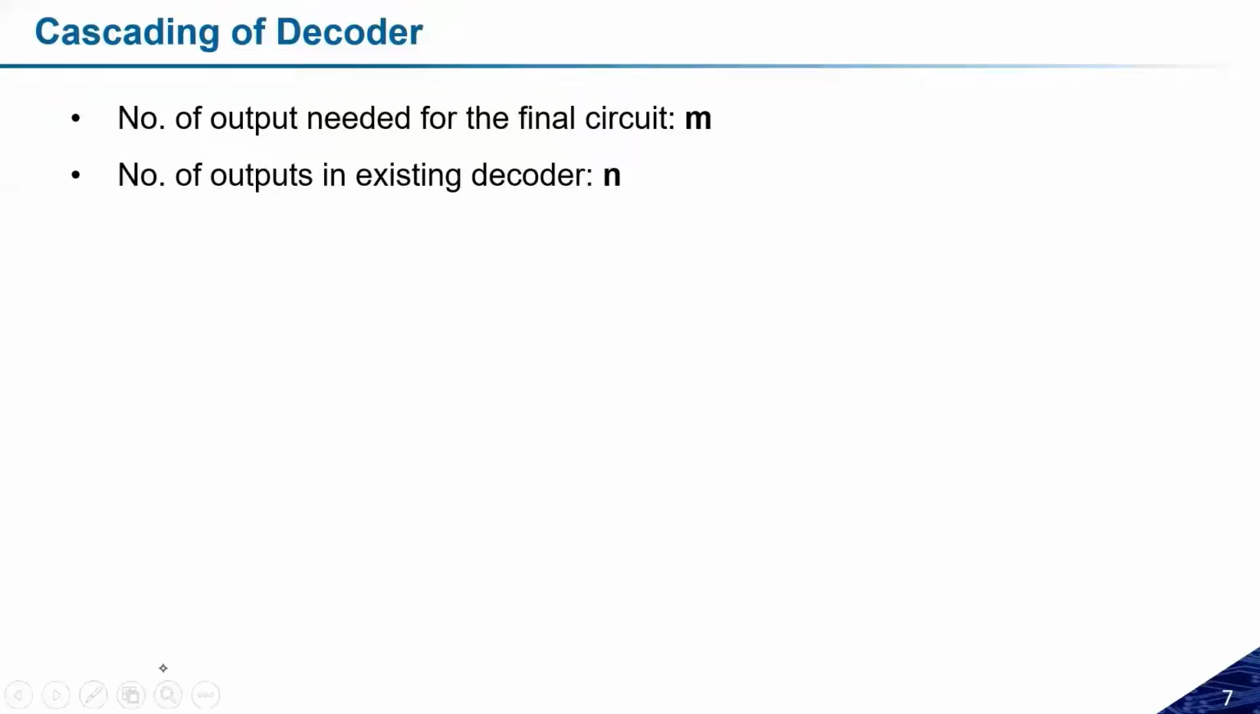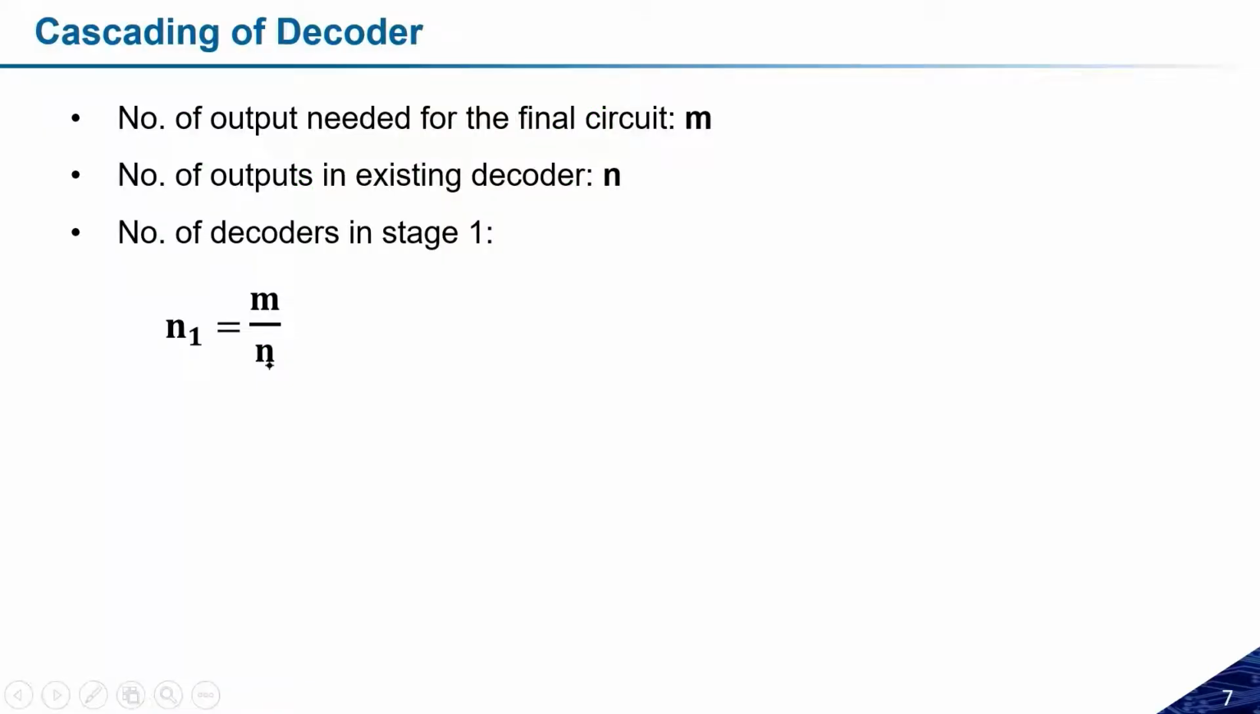The second requirement is the number of outputs in the existing decoder, that is, the decoder with which we want to implement the higher order decoder circuit. So here n is the number of outputs, let us assume. To calculate the number of stages, this formula needs to be considered. In the first stage, the number of decoders will be n1 equals m divided by n.